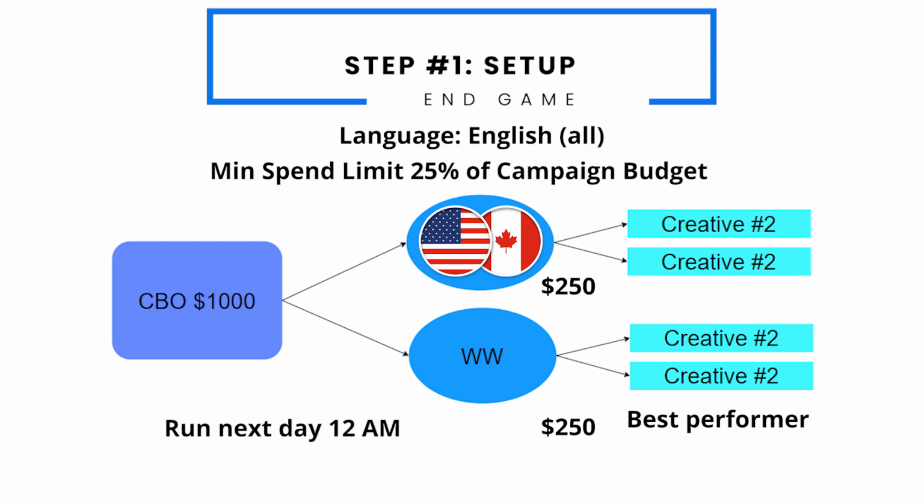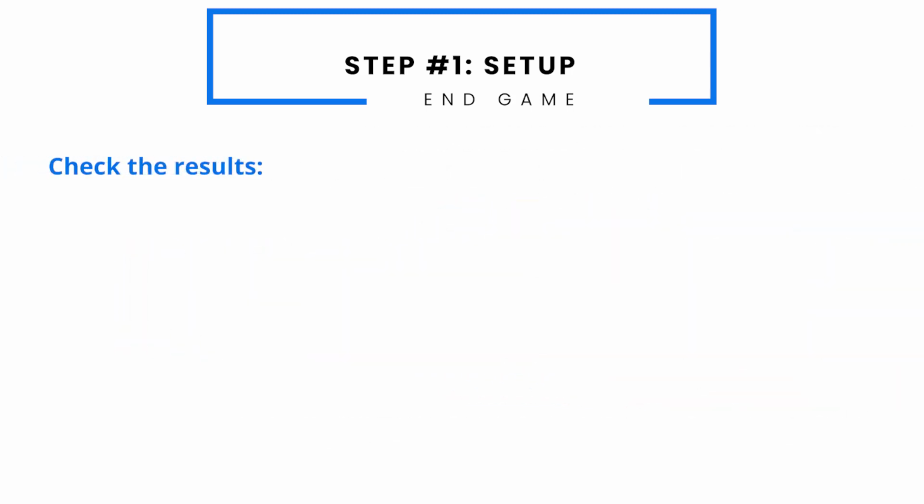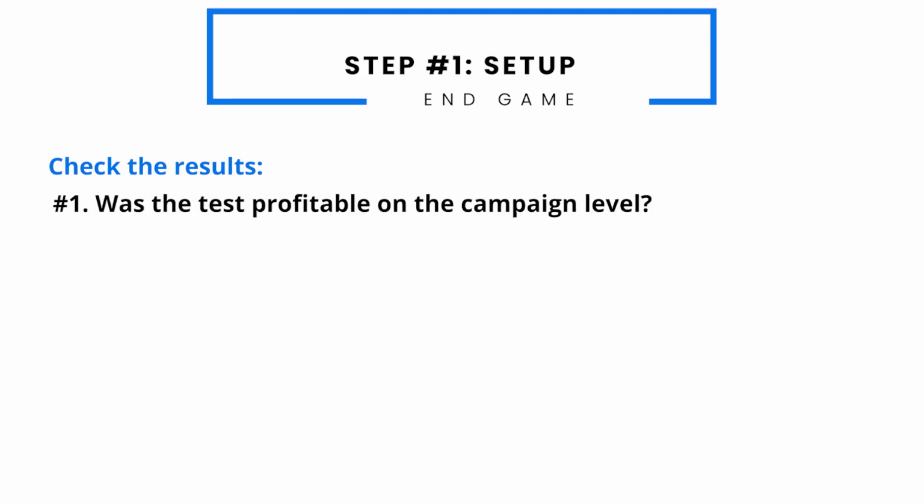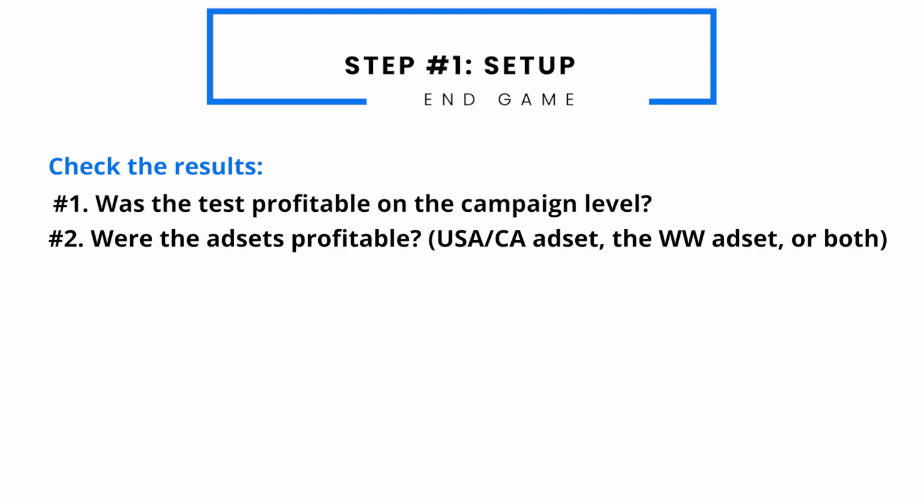Okay, so after a day, let's check out the results. We're looking for 2 specific things here to determine whether or not the initial test was a success. The first thing is, was the test profitable on the campaign level? And number 2, were the ad sets profitable, either the USA/Canada ad set or the worldwide ad set, or both ad sets.